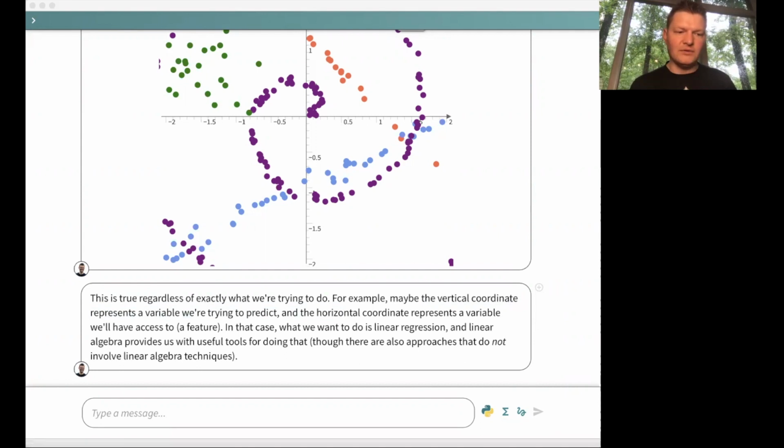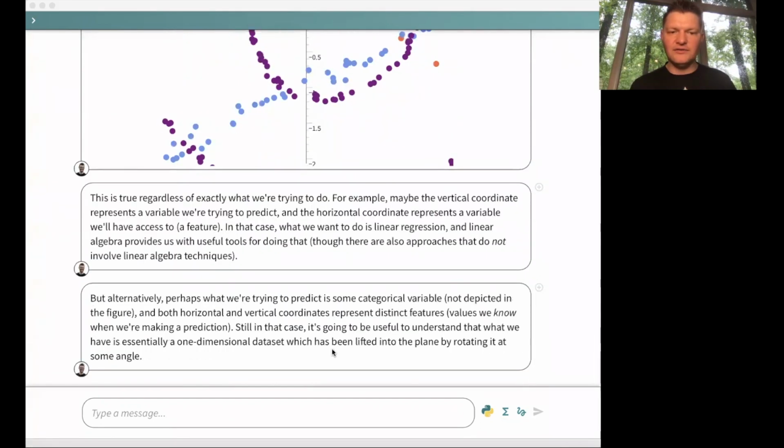But maybe what we're trying to do is predict a categorical variable, which is not shown in the figure, but could be in the data set. And so there's a symmetry between the X and Y axis. You're not predicting one from the other. They're both things that you have, and you're trying to predict some other thing. But it's still going to be useful to know that the points lie along a line. We can probably simplify our model, and maybe avoid some pathologies that we might run into if we're not recognizing that these points actually fall along a line.